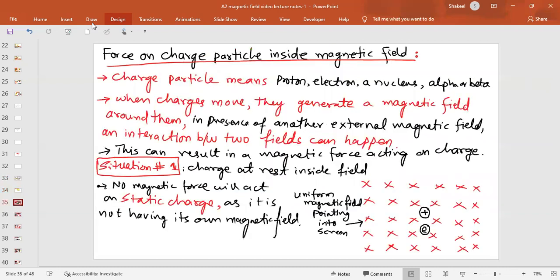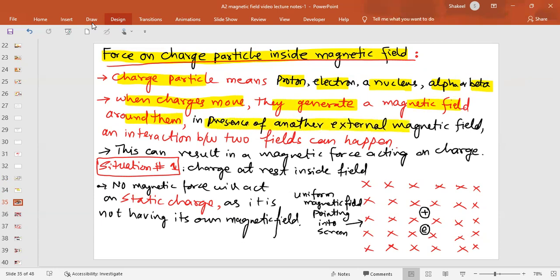Okay, so let's look at the topic, which is force on a charged particle inside a magnetic field. Well, we are already done with force on a current carrying conductor inside a magnetic field, so this is a bit similar to that. A charged particle means a proton, electron, a nucleus, alpha or beta particle, or it can be an ion. When charges move, they generate a magnetic field around them. This is their natural intrinsic property: when a charged particle moves and changes its position, it produces a magnetic field around it.